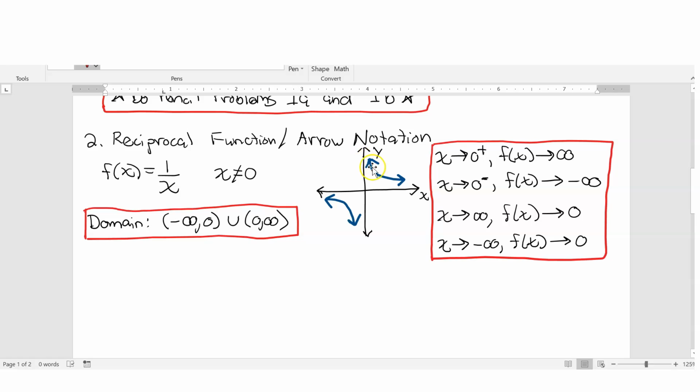As x goes to positive infinity, this graph will eventually approach 0. The value of the function will approach 0 and approach the x-axis. And it will also do that as we go to minus infinity. And we'll call the line y equals 0 a horizontal asymptote. So now let's discuss horizontal and vertical asymptotes.